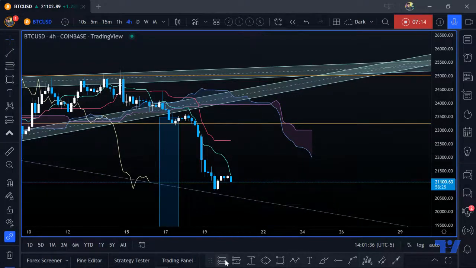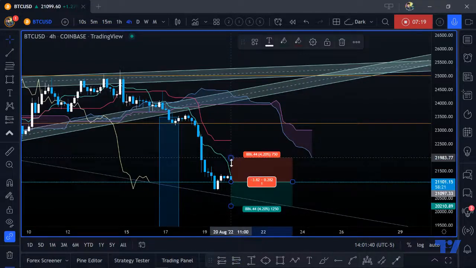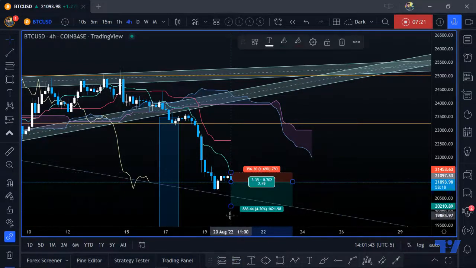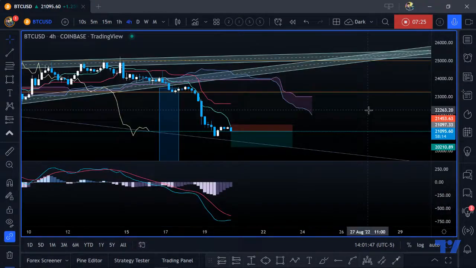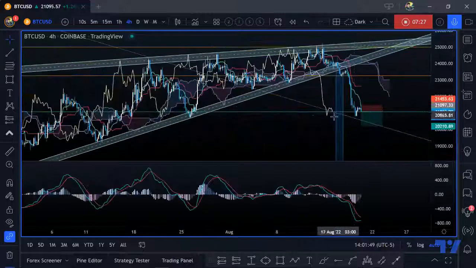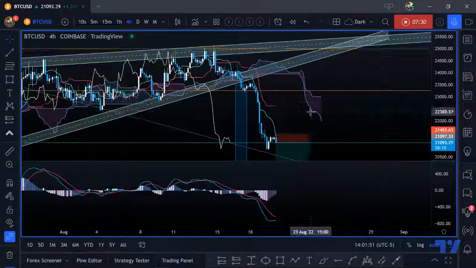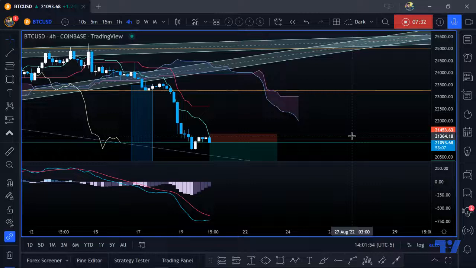So I will stick to the bearish scenario and try to trade with the trend.